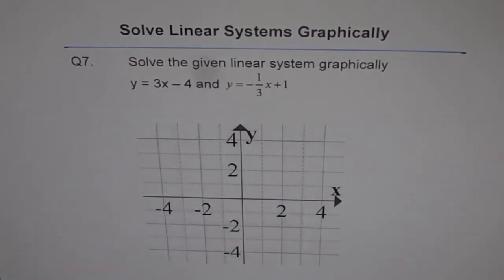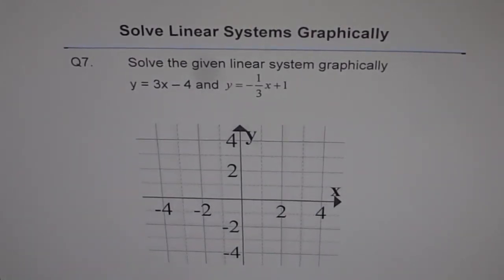Solve the given linear system graphically. Question 7. y equals 3x minus 4 and y equals minus 1 over 3 x plus 1. Both the equations given to us are in slope-intercept form, so we can sketch a graph with both these equations. The point where they meet is actually the solution for our linear system.